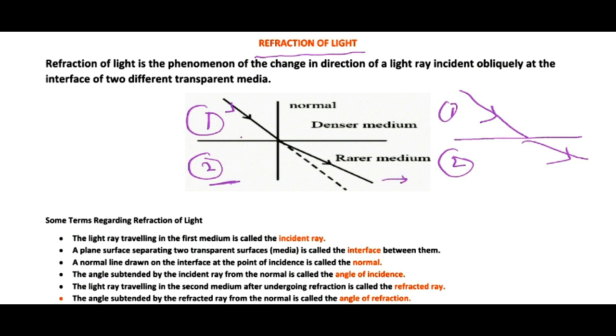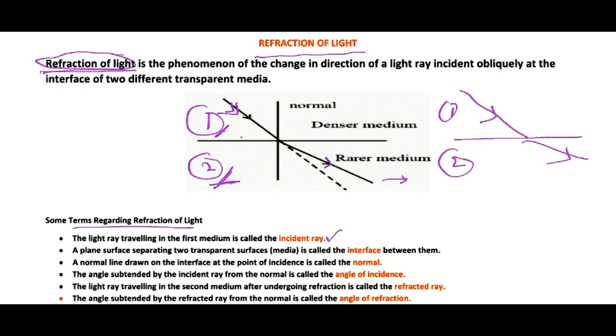This phenomenon of bending of light ray when it goes from medium 1 to medium 2 is known as refraction of light. Clear? I am repeating again. When a light ray goes from one medium to another, it bends from its path. This phenomenon of bending is known as refraction of light. Clear? Now let us discuss some of the terms that are related to refraction of light.